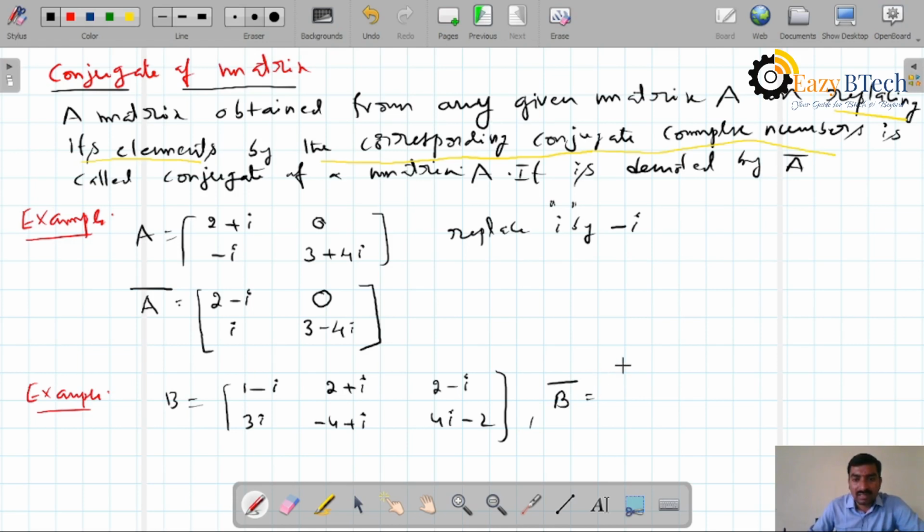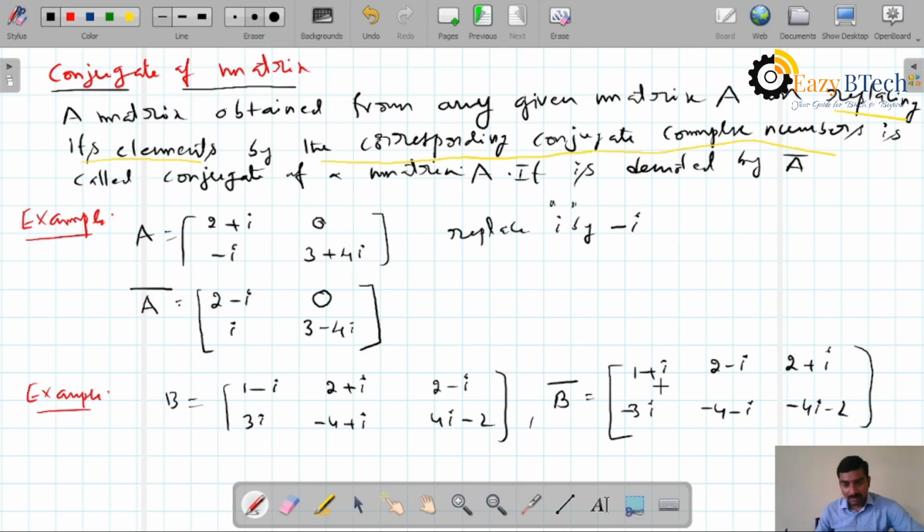What I told you is just replace i by minus i. In the place of i we have to replace minus i. Minus becomes plus i, so 1 plus i, here 2 minus i, 2 plus i, and minus 3i, here minus 4 minus i, minus 4i minus 2. That means we replace i by minus i and we get the new matrix. It is called the conjugate of B, denoted by B bar.